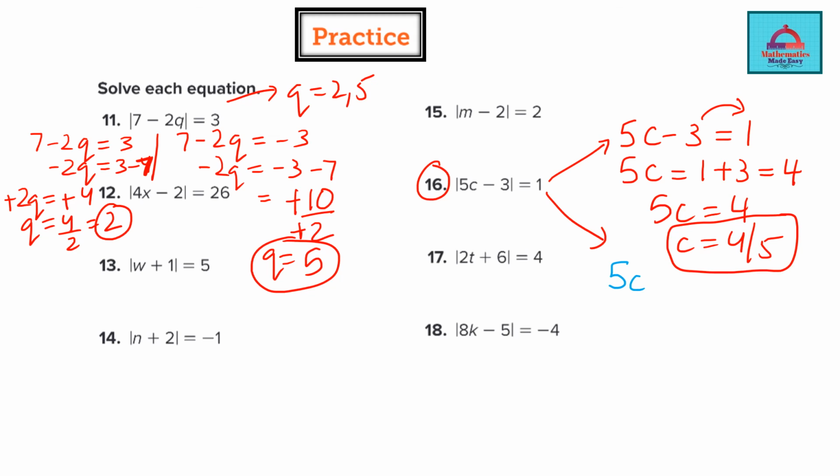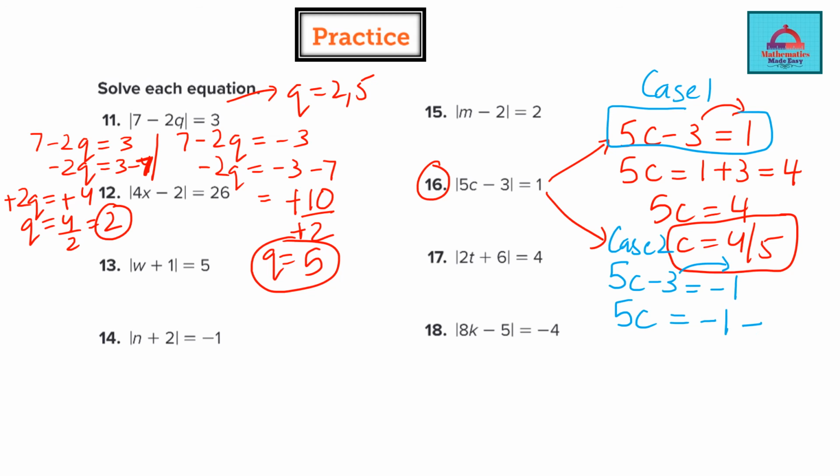Let's do the other case. 5C minus 3 is minus 1. This is case 2. This was case 1. Now case 2. So again 5C is equal to, take minus 3 on the other side, minus 1 plus 3, which is 2. So C is equal to 2 divided by 5. So these are the two solutions.